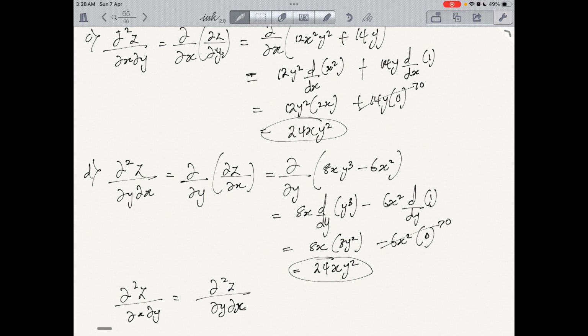In our next video, we'll be taking a look again at further examples on second order partial derivatives.